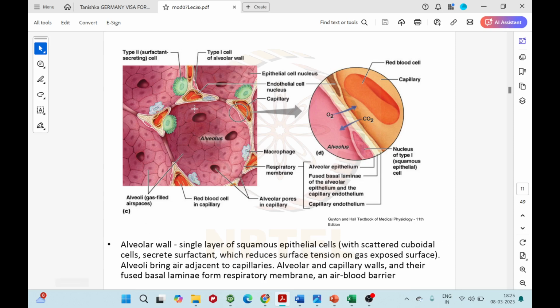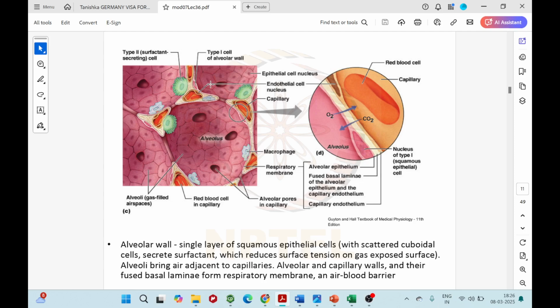And we have these different color coded cells. These are type 2 cells, and these are also called surfactant secreting cells. These type 2 cells secrete surfactants. So what are the surfactants? As we have already said, these are the alveolar sacs where the air comes from the external conducting airways. So the air comes and fills the entire air sac or alveolar sac.